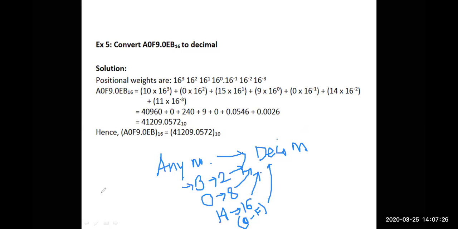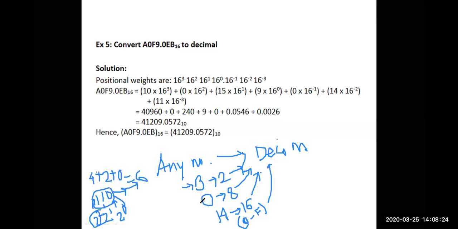Suppose I have a number like this, 110. I want to convert it into decimal. The first positional weight is 2 raised to 0. Second one is 2 raised to 1. Next one is 2 raised to 2. So multiply all these positional weights by the digit which is present. 2 raised to 2 is 4, 4 multiplied by 1 is 4. Next is 2 raised to 1 is 2, 2 multiplied by 1 is 2, and 2 raised to 0 is 1, 0 multiplied by 1 is 0. So what is the answer? The answer is 6. So 110 converted into decimal is 6.